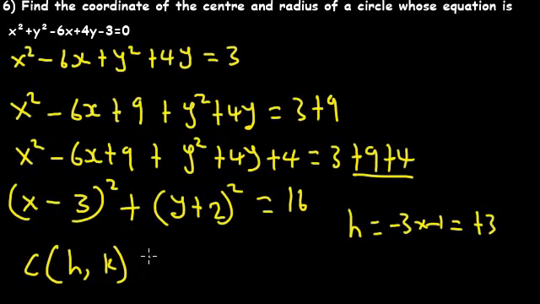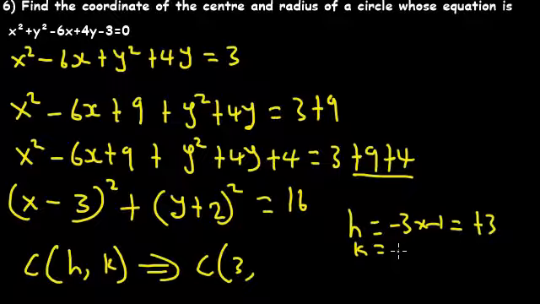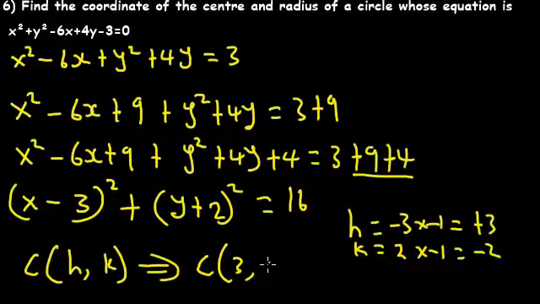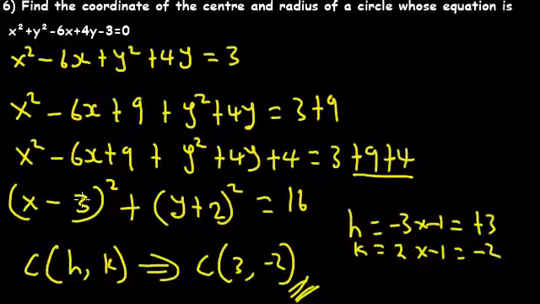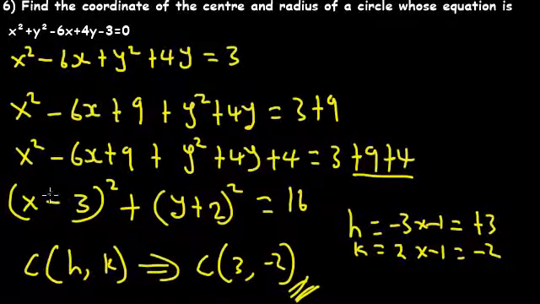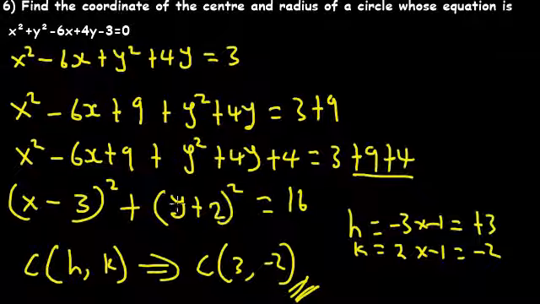Are we together? So the coordinate of the center will be, in a bracket, 3, comma. Now what about the value of k? The value of k will equal 2 multiplied by minus 1. That's negative 2. So that is the center. In other words, to get the coordinates of the center, once you have it in the standard form, take this one multiplied by a minus sign, and take this one as well multiplied by a minus sign, and that's all.